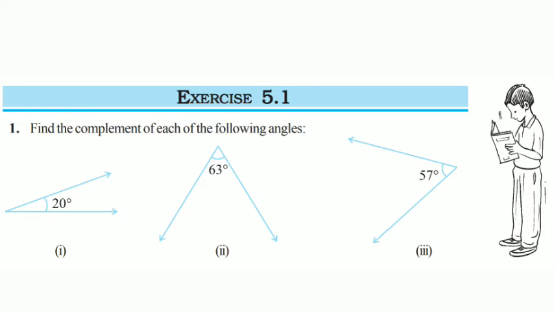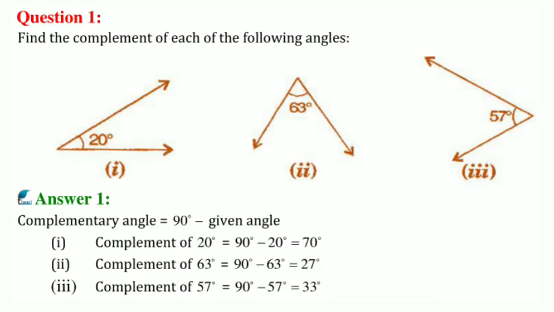So if you want to get 90 degrees, what do you have to do? How much do you have to add? Simple thing, make the subtraction from 90. So 90 minus 20, you will get 70. So the complement angle of 20 degrees is 70 degrees. Like that, go for the second answer also.